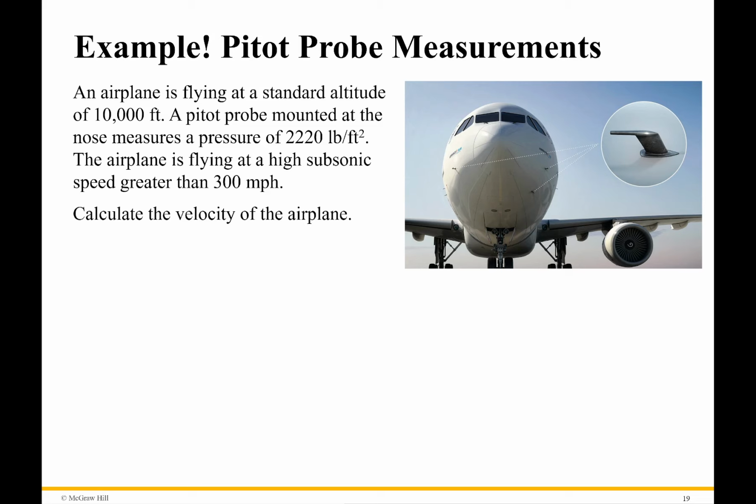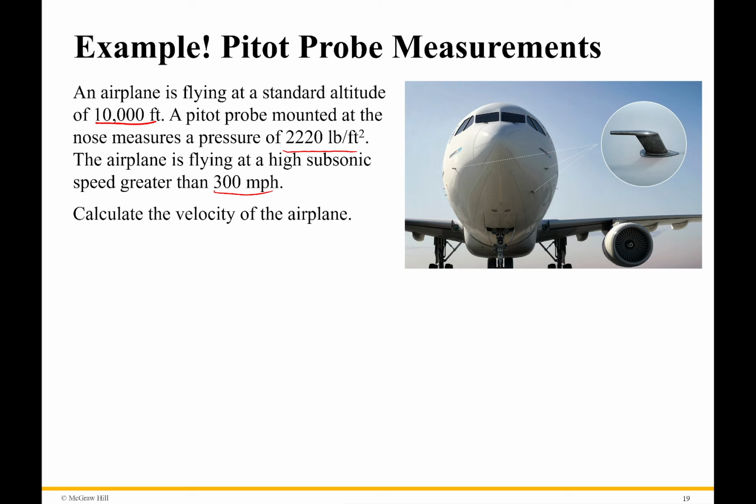On a plane, you might see these look kind of like little mini wings, but they're not wings, they're actually a pitot pressure probe. And so when an airplane was flying at a standard altitude of 10,000 feet, this pitot probe was measuring a pressure of 2,220 pounds per foot squared. Now, it was flying at a high subsonic speed that was greater than 300 miles per hour. Subsonic helps us say, okay, we don't have to worry about shock waves here. And we're going to try to figure out the velocity of the airplane.